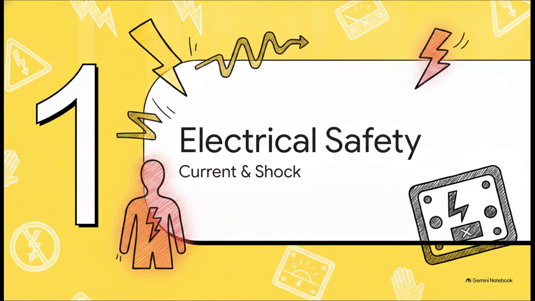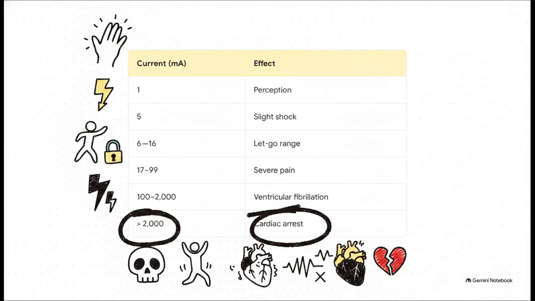Starting off with Section 1, Electrical Safety and Shock. So, the absolute most fundamental concept to understand here is that the severity of an electrical shock is entirely dictated by the amount of current passing through the human body. And notice, the FE Handbook expresses this electrical current in milliamps, or mA. There are three critical regions you absolutely must recognize for the exam.